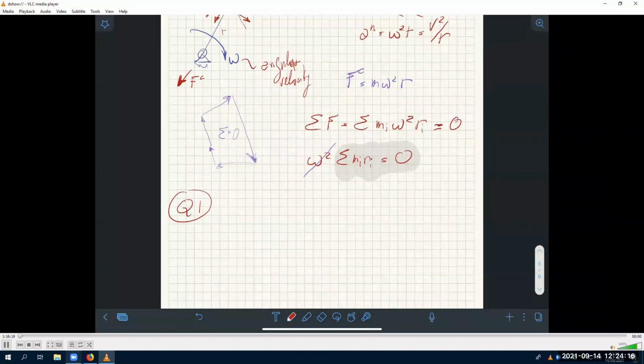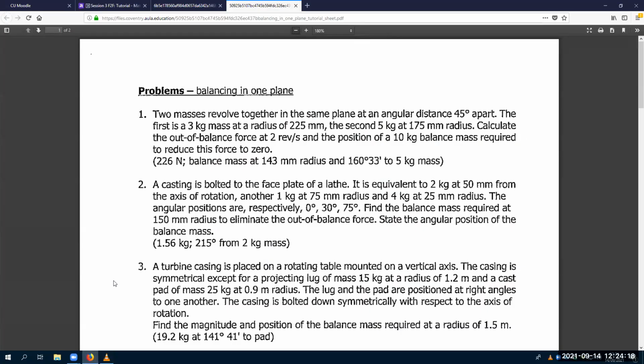Problem 1. While I draw it, you can read it, because I need to read it as well. We have two masses, and they are at 45 degrees apart. It doesn't tell you where the masses are, because they can rotate anyway. You just know that they are, relative to each other, 45 degrees apart. So I will say that mass 1 is at 0, and mass 2 is at 45. Doesn't matter. It doesn't change anything.